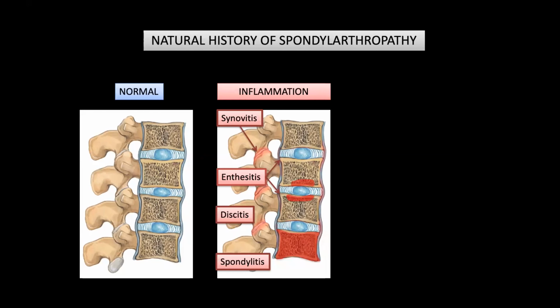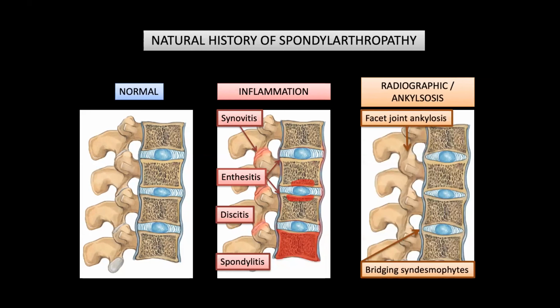Later on, after the inflammatory phase, there are some radiographic findings because of bone proliferation, and with time, these radiographic findings will lead to ankylosis. You can see here facet joint ankylosis and bridging syndesmophytes, which will give the bamboo spine appearance.